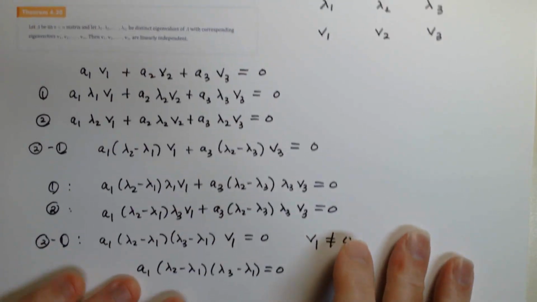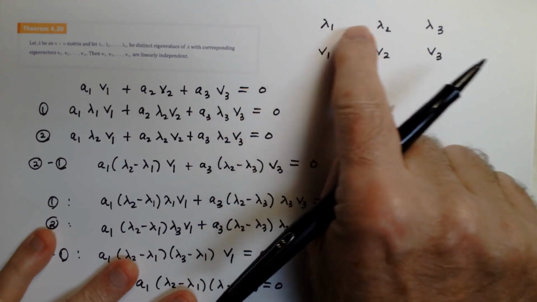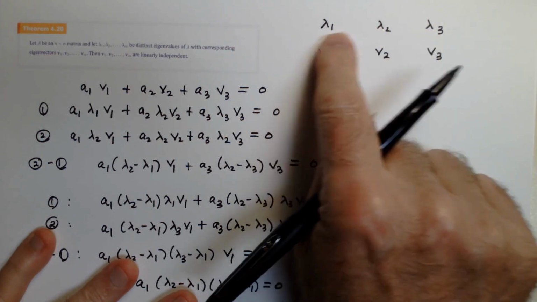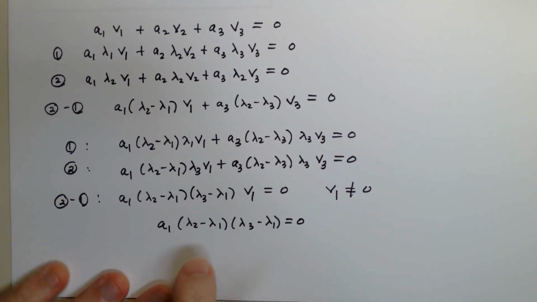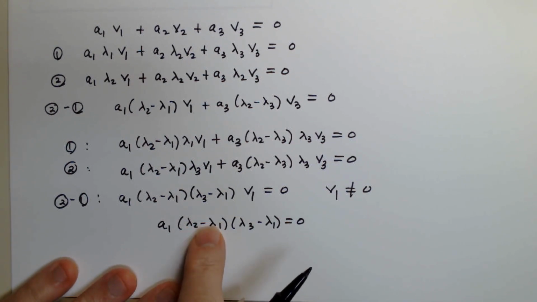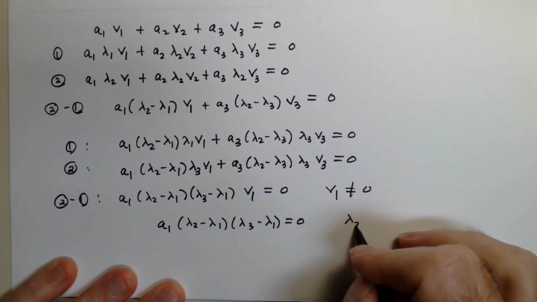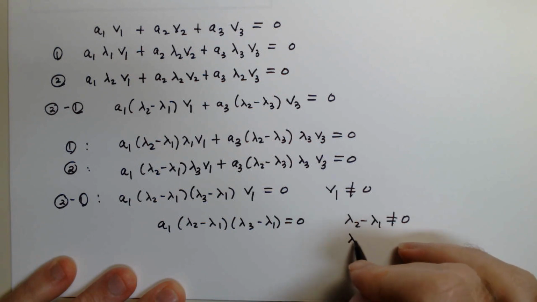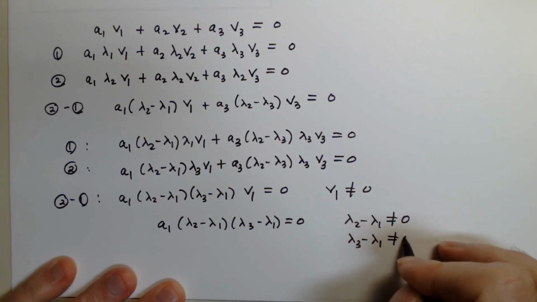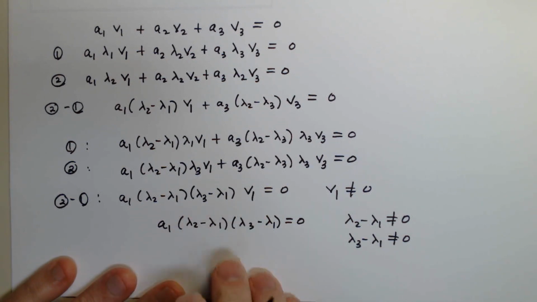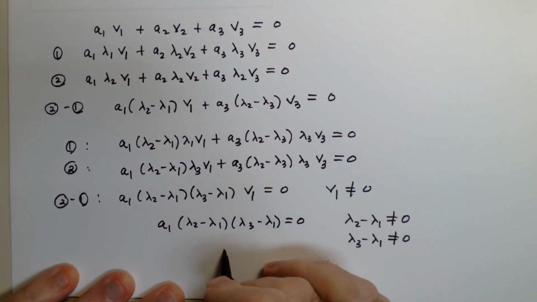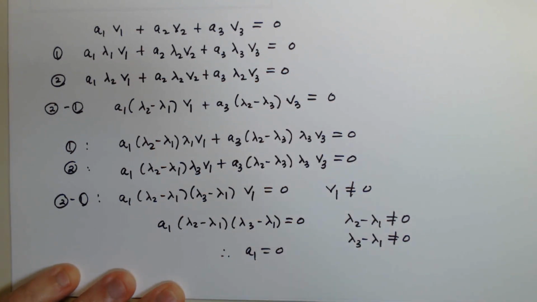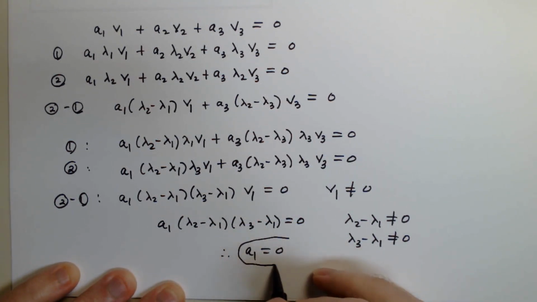Now here's where it's crucial that we understand that these eigenvalues are not repeating. These are all distinct eigenvalues. And that means in particular that lambda 2 minus lambda 1 is not equal to 0, and that lambda 3 minus lambda 1 is not equal to 0. And so the conclusion that we're forced to draw is that A1 itself must be equal to 0. One of these three numbers has to be equal to 0. It's not this one. It's not this one. It must be that one. A1 is equal to 0.